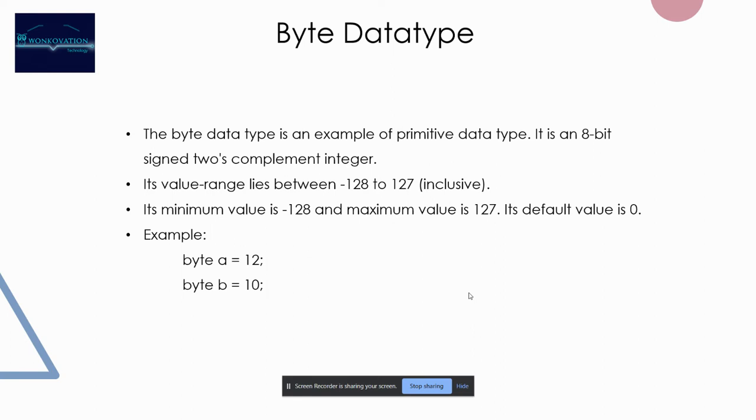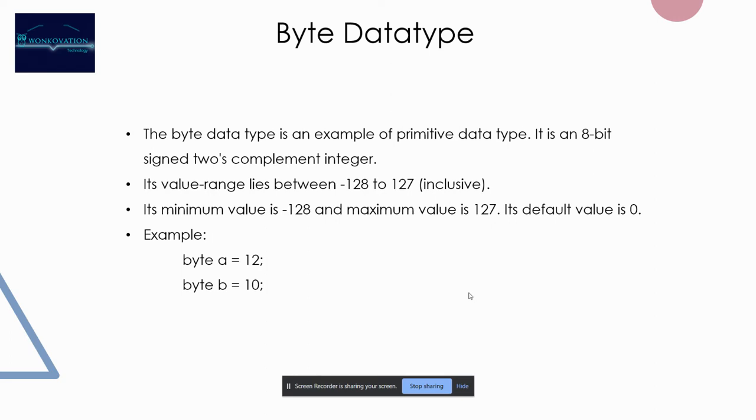Now let's talk about the byte data type. The byte data type is another example of a primitive data type. It is an 8-bit signed two's complement integer. Signed means that we can store both negative and positive values in the byte data type. Its value range lies between minus 128 to 127, including 127 and minus 128. Its minimum value is minus 128, and maximum value is 127. Its default value is 0.